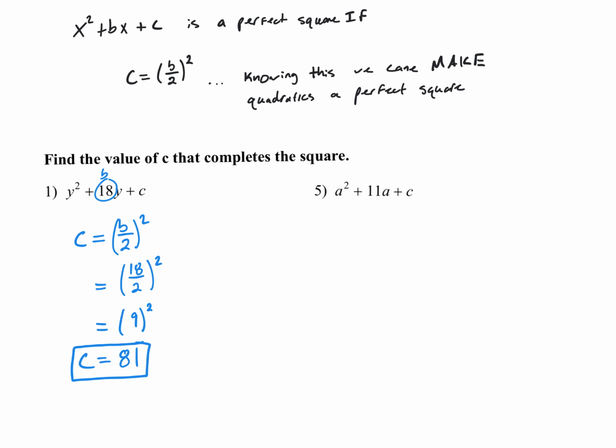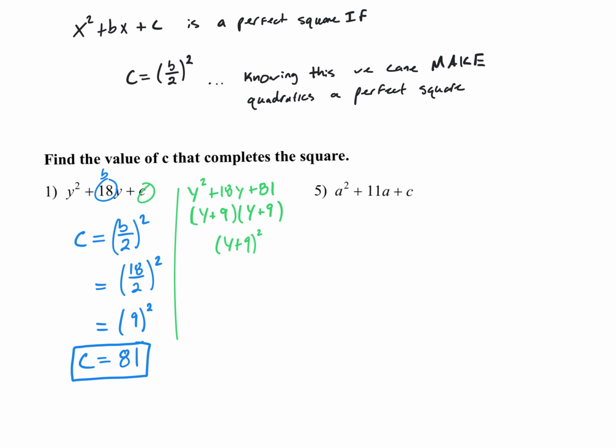Now, this part you don't have to do. I'll do it in a different color so you realize that. So notice if I had y squared plus 18y plus 81, if I was going to factor that, I would have y, and they would both be plus signs. I need factors of 81 that add up to 18. That would just be 9 and 9. And that would be y plus 9 squared. It comes out to be a perfect square. Okay? And so we found a c that made this quadratic a perfect square.